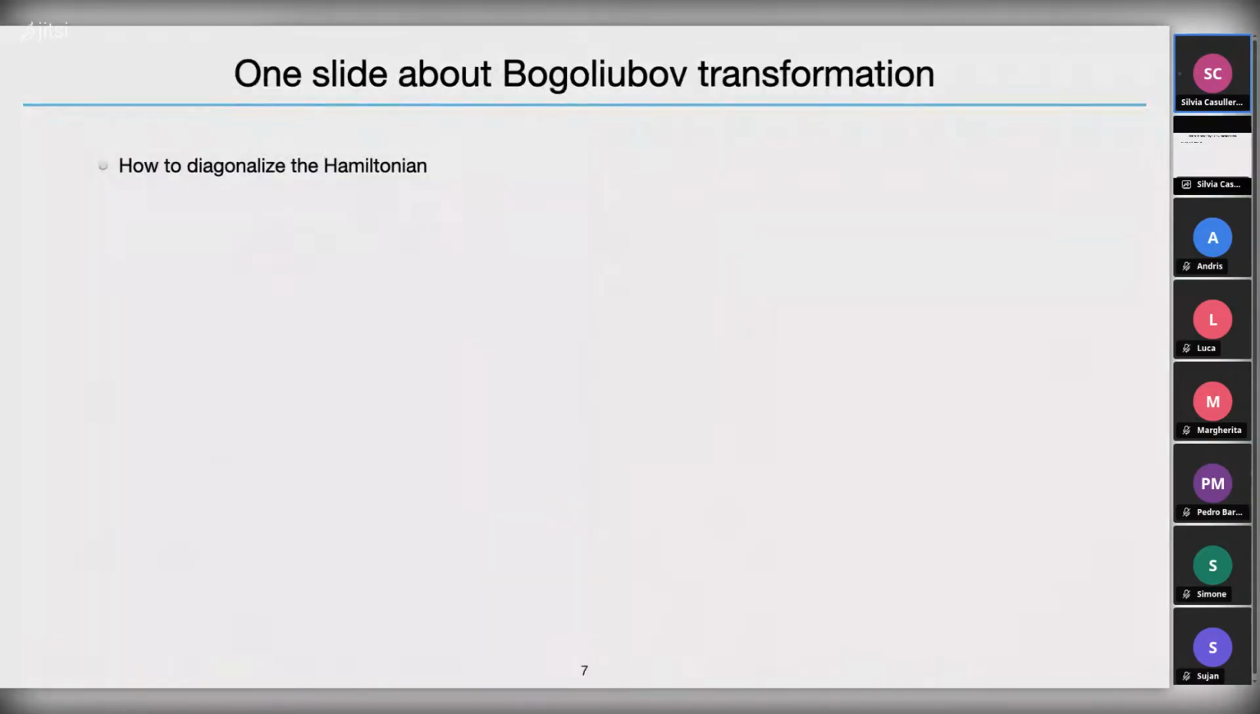So now this is just a bit more technical slide, on how we do this diagonalization. This is just in case you're interested. If you're not interested, you can skip one minute, and then it will be more physics. But I think the formalism is kind of nice, so I just wanted to say a couple of things.